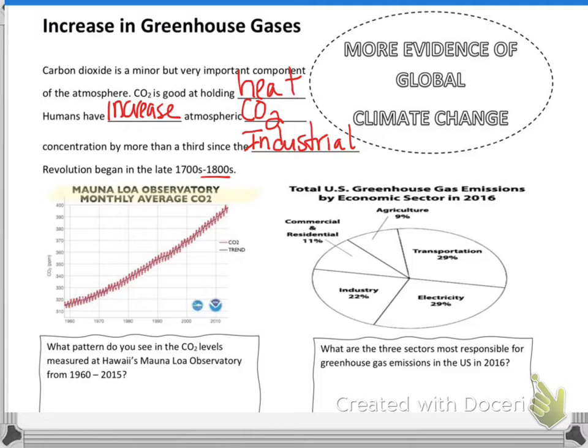What are the labels for the X and Y axis? So for the X axis, we have years. And for the Y axis, we have carbon dioxide. And then the main thing I want you to think about is what pattern do you see in the CO2 levels measured in Hawaii's observatory from 1960 to 2015.